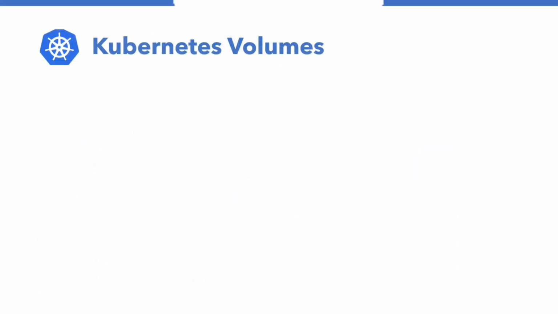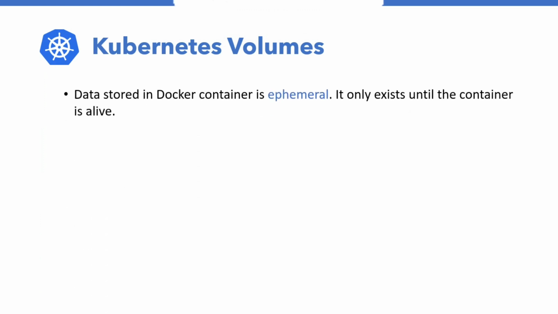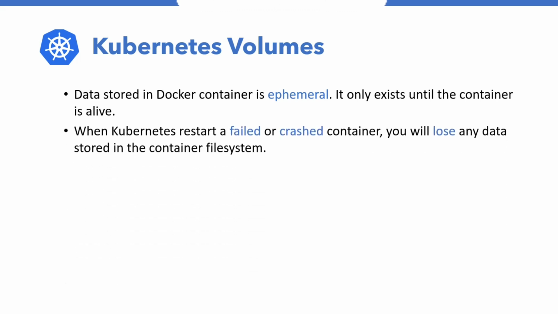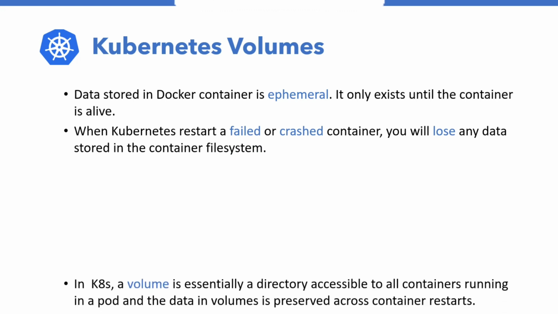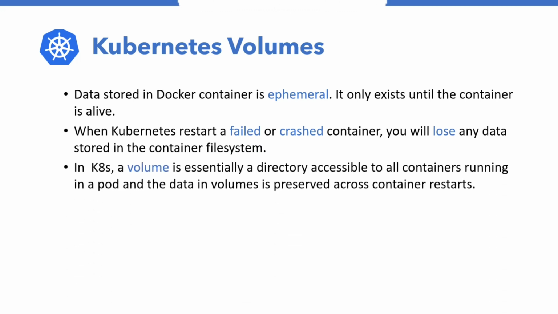So let's now talk about volumes in Kubernetes. Data stored in a Docker container is ephemeral, so it only exists until the container is alive. Ephemeral means not permanent. So when Kubernetes restarts a failed or crashed container, you will lose any data stored in the container file system. So in Kubernetes, a volume is essentially a directory accessible to all containers running in a pod, and the data in volumes is preserved across container restarts.